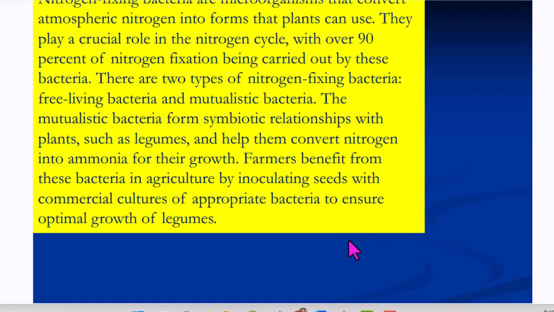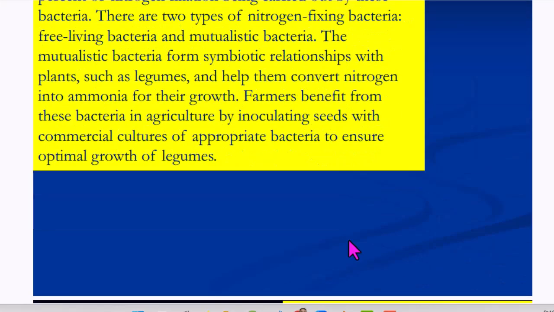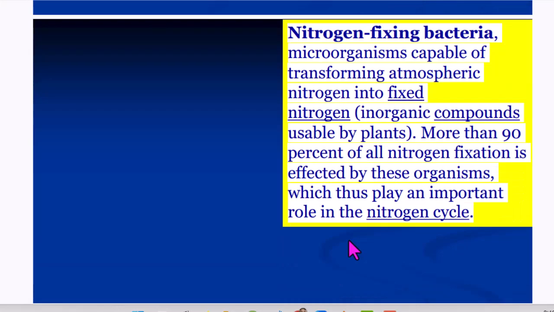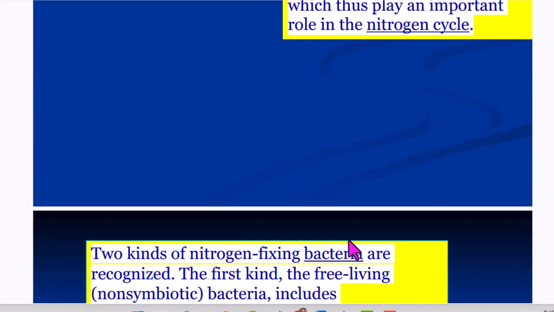Farmers benefit from these bacteria in agriculture by inoculating seeds with commercial culture of the appropriate bacteria to ensure optimal growth of legumes. Nitrogen-fixing bacteria are microorganisms capable of transforming atmospheric nitrogen into fixed nitrogen in organic compounds usable by plants. More than 90% of all nitrogen fixing is affected by these organisms. They play an important role in the nitrogen cycle.